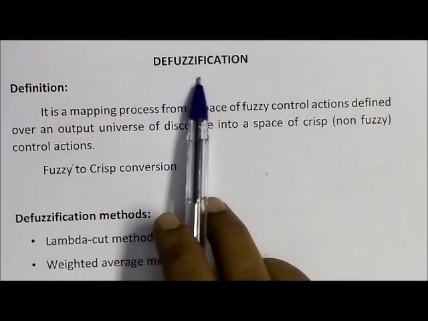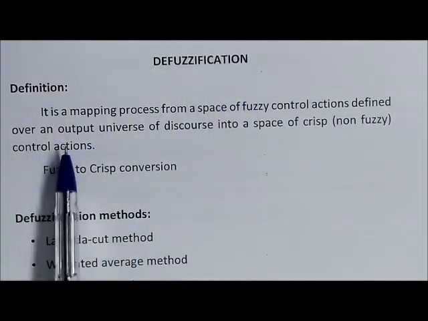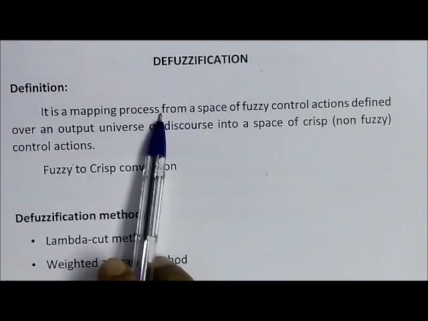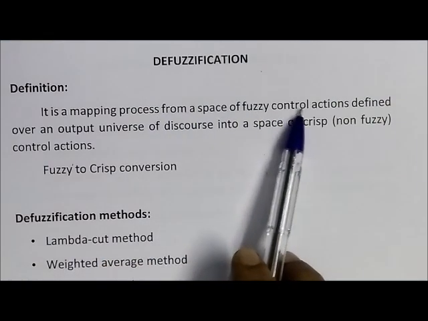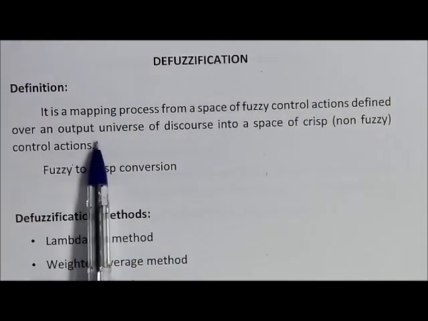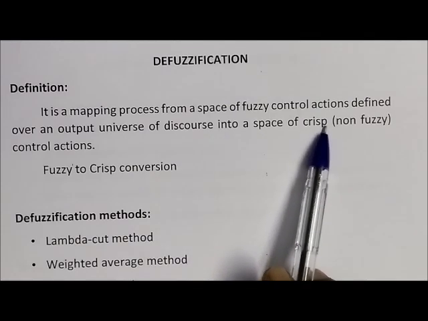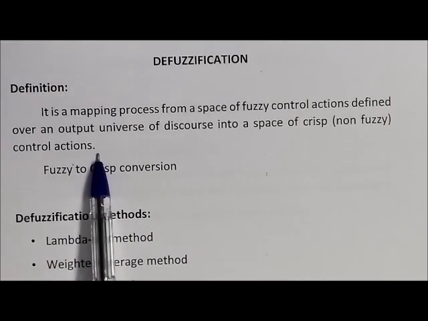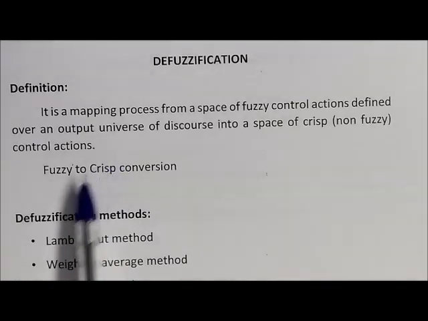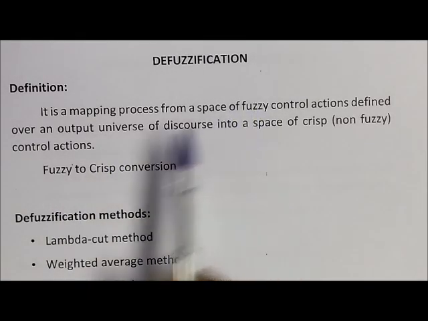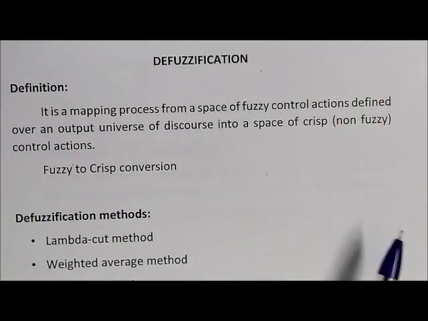Today let us discuss the topic of defuzzification. Defuzzification is a mapping process from a space of fuzzy control actions defined over an output universe of discourse into a space of crisp, that is non-fuzzy, control action. In a simplified way, we can say that defuzzification is a fuzzy to crisp conversion.